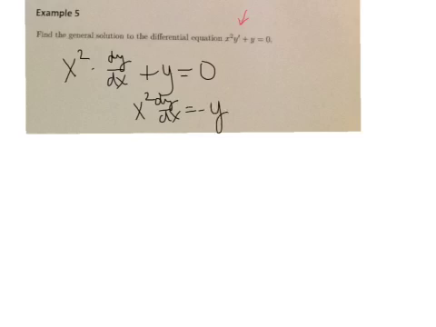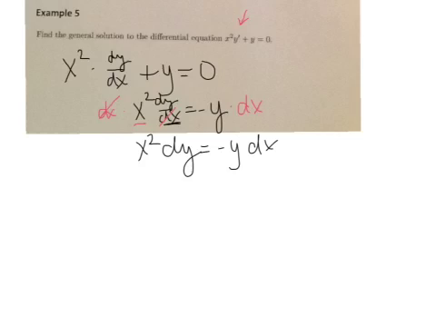And then because I have my dx on the bottom, I'm going to multiply that on both sides. I know that might seem a little odd because I've got x squared over here on the left, but I don't want my dx to ever be in the bottom of a fraction. Dx needs to be in the numerator. And so I'm going to cancel those dx's, and I'm going to get x squared dy equals negative y dx.